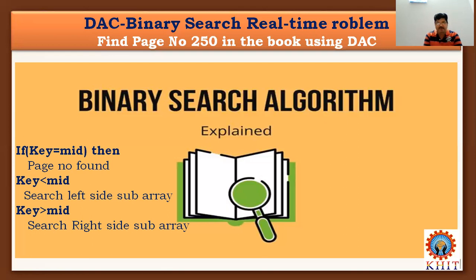If key is less than mid value, you can go for searching the left side part only of the array. You can ignore the right side part. If key is greater than mid, then go for searching at the right side subpart, and ignore the left side subpart. Continue the same process till the element is found. In this way, you can solve the divide and conquer problem of binary search using binary search.